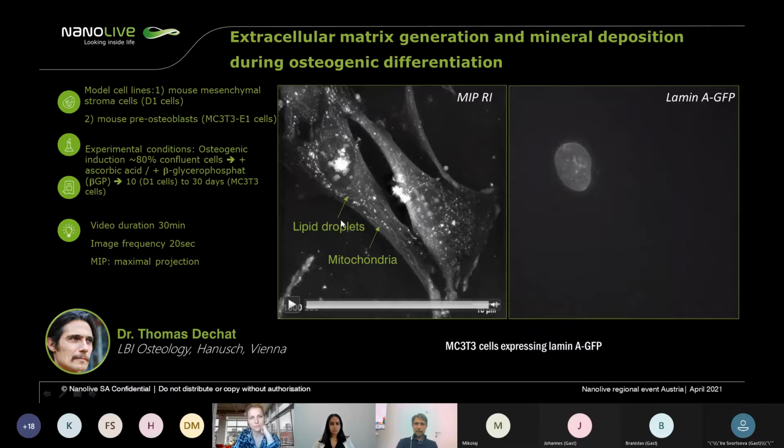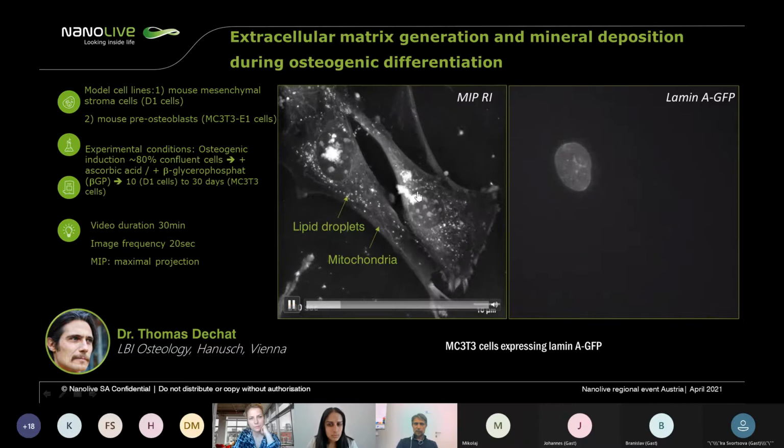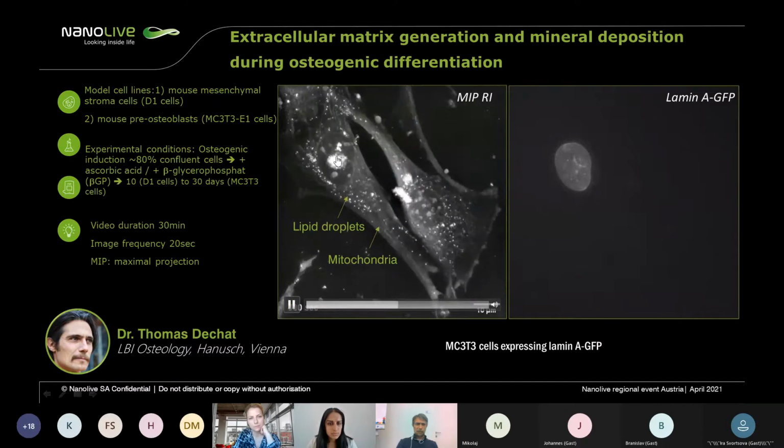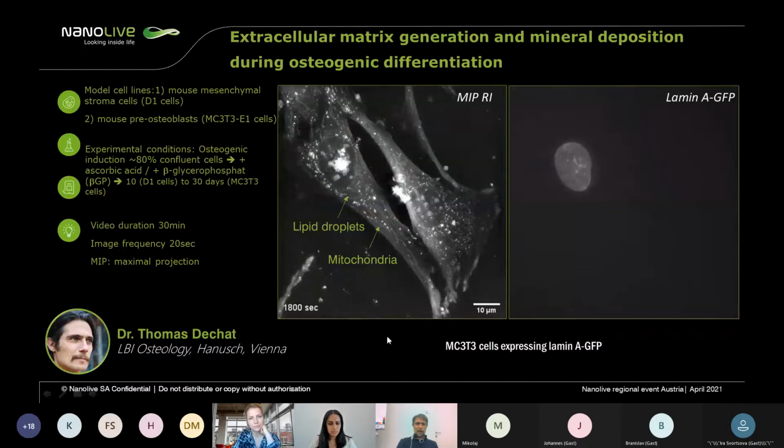What you can see here, these bright spots I assume might be transfection complexes. We did a transfection, and I think this is just the DNA complex that sits on the cells. These were MC3T3 cells, and they were just transfected the day before.